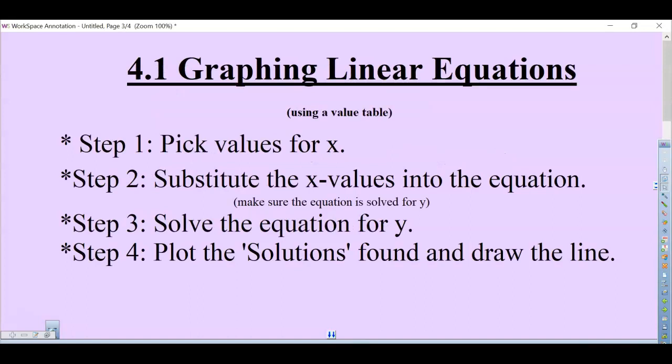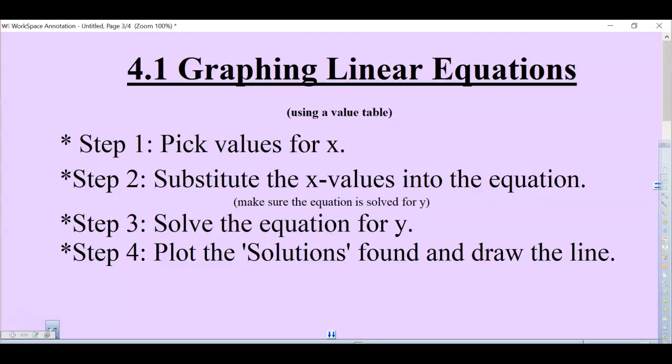So going into graphing these linear equations, again, we're going to focus on graphing using a value table or an XY table. We've got 4 simple steps here. So the first thing we're going to do is we're going to pick values for x. Now I like to keep those values low. I have go-to numbers that I just use, -1, 0, 1.